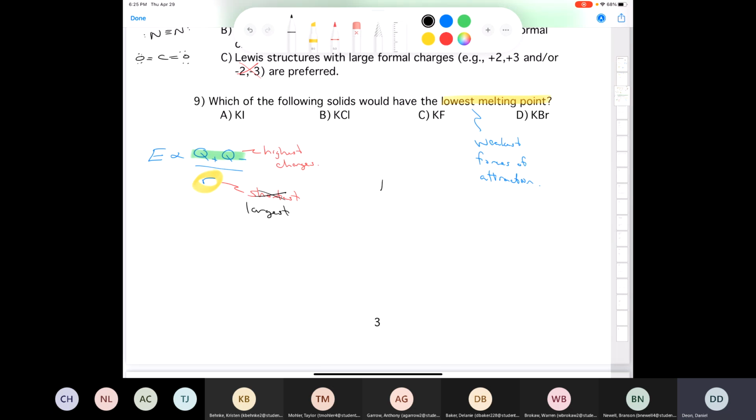We know that when we go from fluorine to chlorine to bromine to iodine, iodine is the largest, right? Size increases as we go down a group as the principal quantum number increases. Since the potassium and the iodine are the farthest apart, the distance is the biggest, which makes the force of attraction lowest, and that results in the lowest melting point. It's going to be easier to break the potassium and iodine ions apart and cause them to melt.